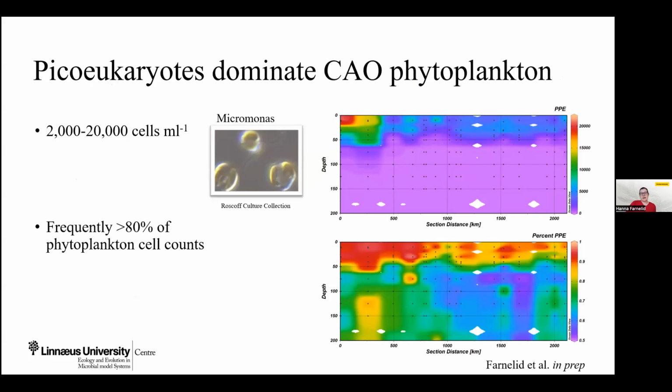And it was the picoeukaryote Micromonas that was most common, and it was present between 2,000 and 20,000 cells per milliliter. And this is a picture of Micromonas. So this is the dominating picoeukaryote in the Arctic. I would also argue that it's the dominating phytoplankton in the central Arctic Ocean.